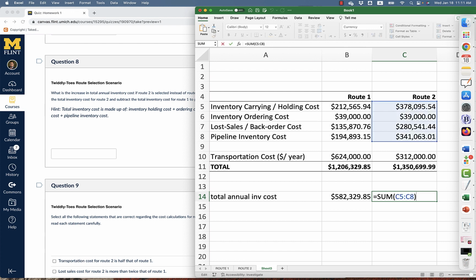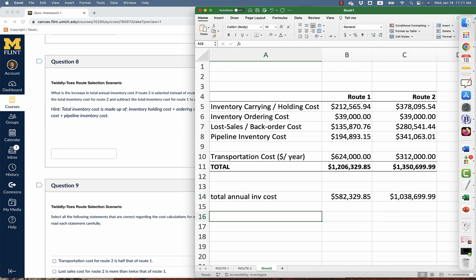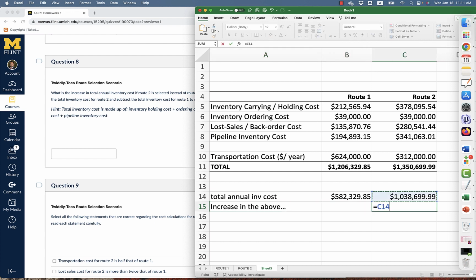So you can see some of these numbers. And so what's the increase if you go to route 2? The increase in the above is going to be this minus this. Oops, not that. That minus that. And so it increased by 456,000.